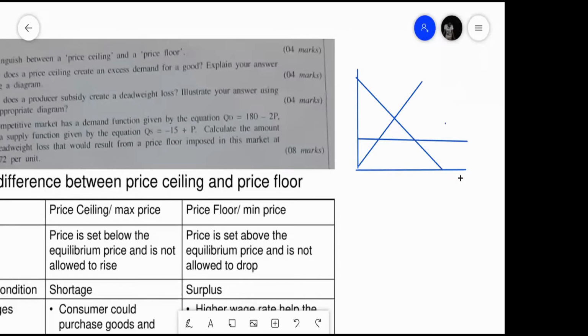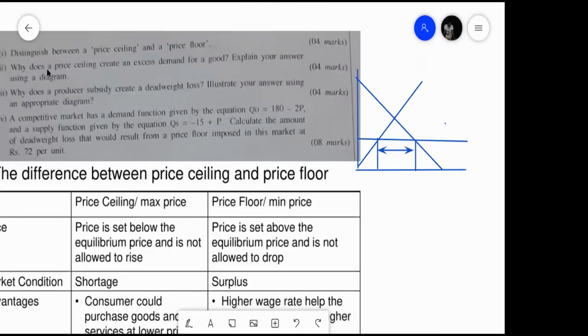When you set the price below equilibrium, right, the consumers are motivated to buy a higher quantity because the price is less, and similarly suppliers are now demotivated and are only willing to supply a lesser quantity. Because of this, there is an excess demand that is created of this much of units. So this diagram you draw and you explain whatever I just said. That is why, when they ask why does a price ceiling create an excess demand.